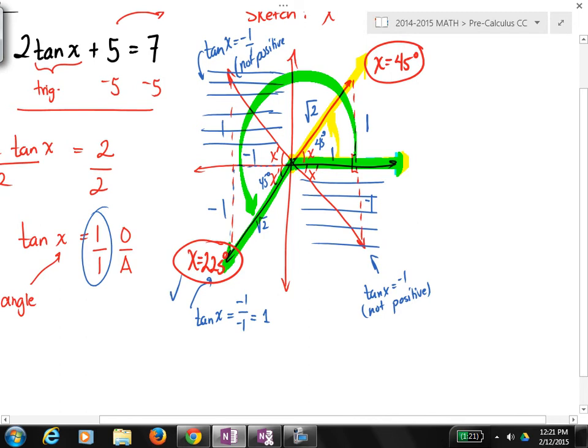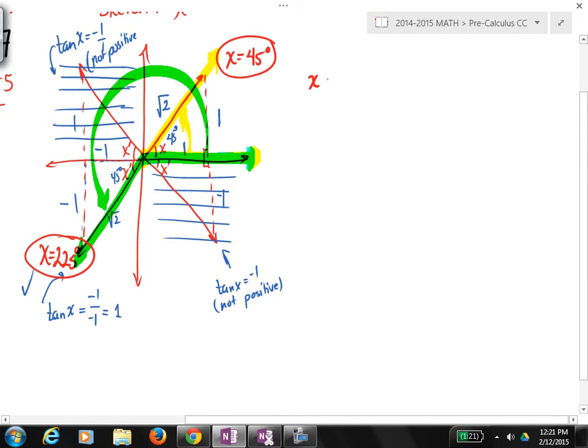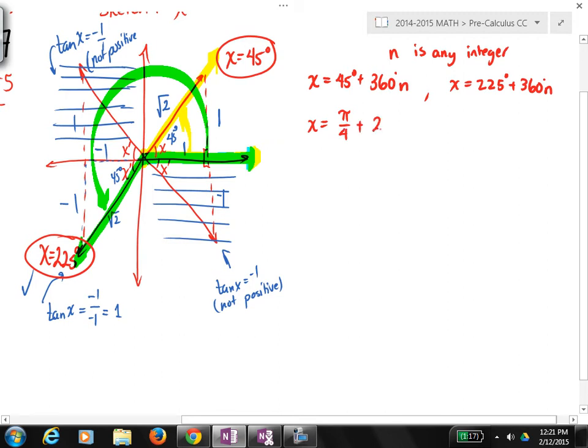Alright, some of you wrote your answers already, and you wrote this, which is perfectly fine. x equals 45 degrees plus 360 times n, where n is any integer. And also x is equivalent to 225 degrees plus 360n. If I convert this to radians, 45 is pi over 4 plus 2 pi n. And 225, how many 45s fit in there? You can do that on the side if you need to, but it's 5 of the 45. 5 times 45 gives me 225.